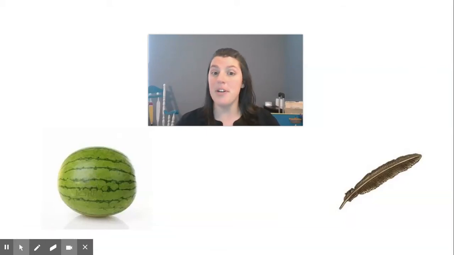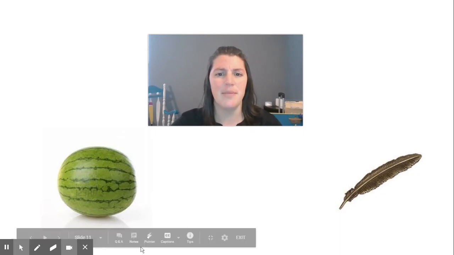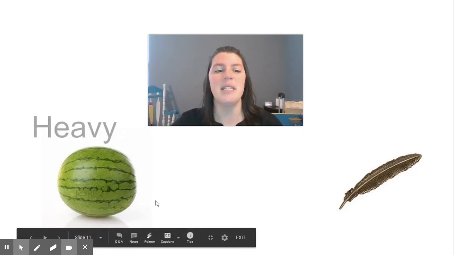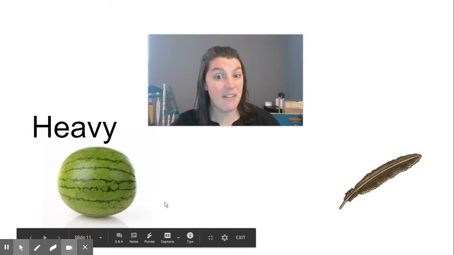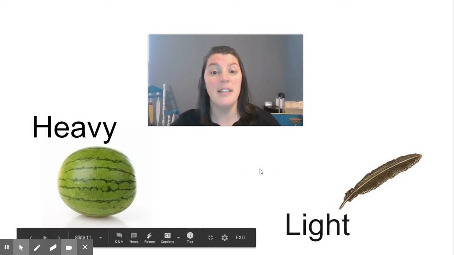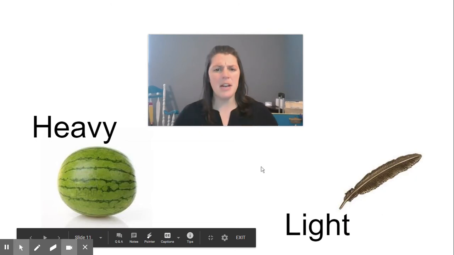Now, if you remember yesterday, we worked on putting on our imaginary backpack full of things like a watermelon, a bunch of watermelon actually, and feathers. Do you remember the words we used to describe how that felt? When we filled it with watermelons, we said it was very heavy. And when we filled it with feathers, we said it was very light. You're right.